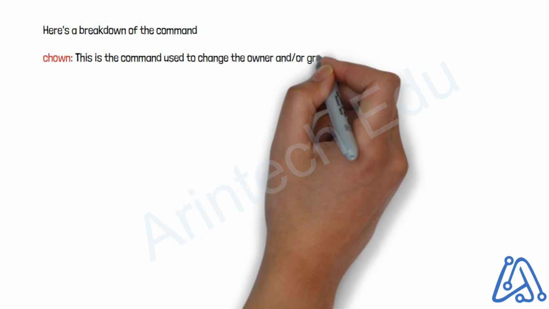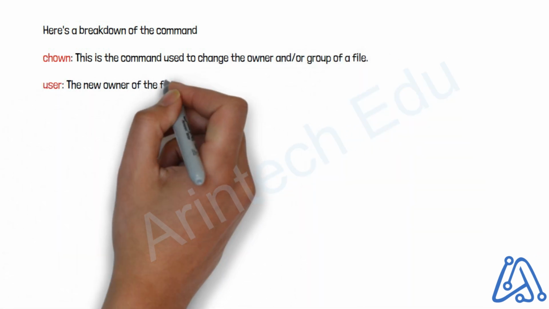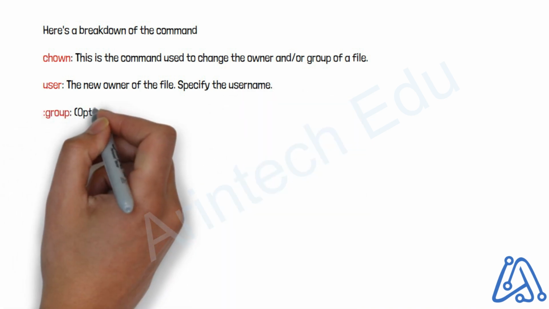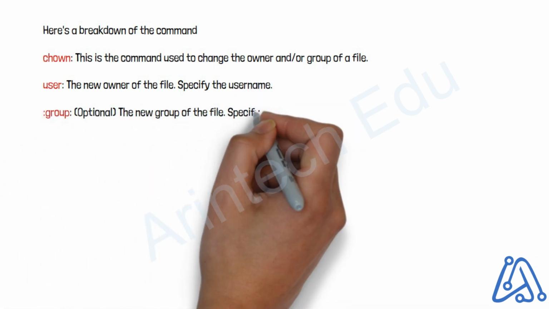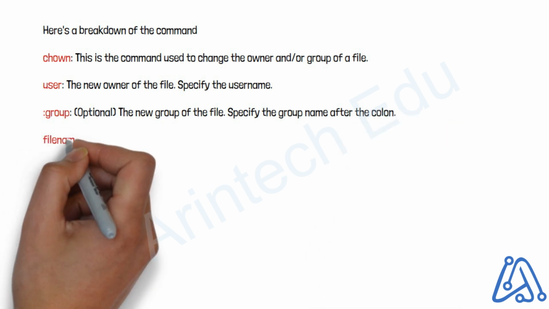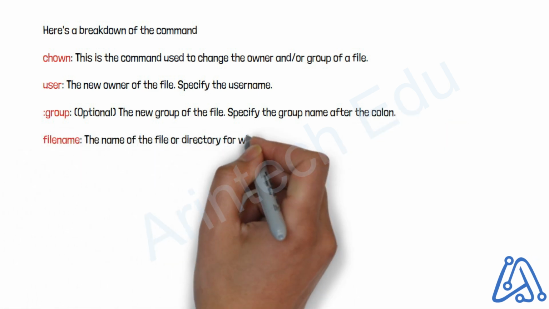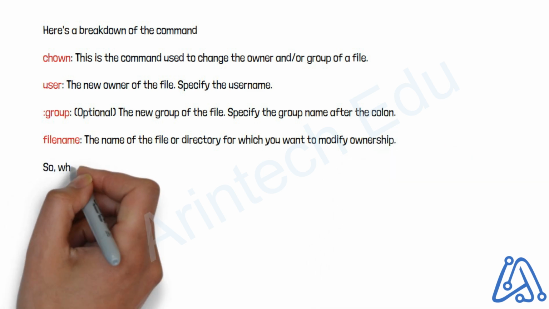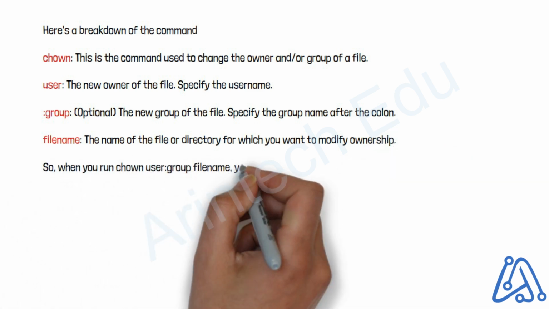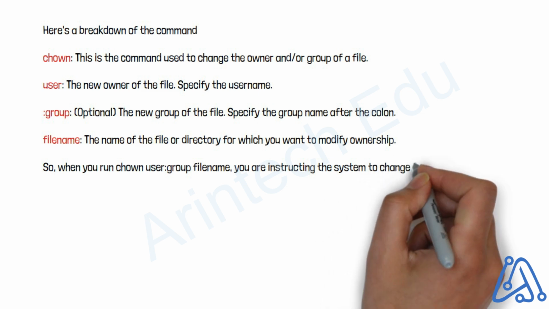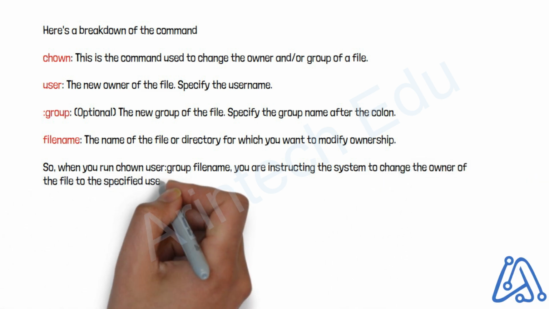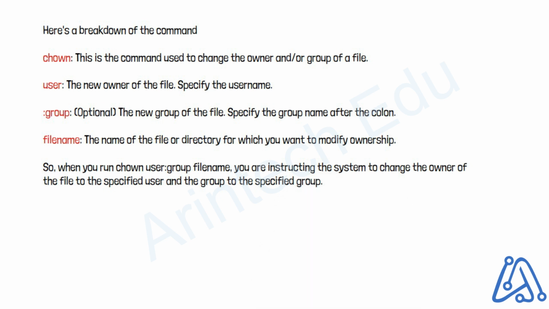chown: this is the command used to change the owner and/or group of a file. user: the new owner of the file. Specify the username. group: optional, the new group of the file. Specify the group name after the colon. filename: the name of the file or directory for which you want to modify ownership. So, when you run chown user:group filename, you are instructing the system to change the owner of the file to the specified user and the group to the specified group.